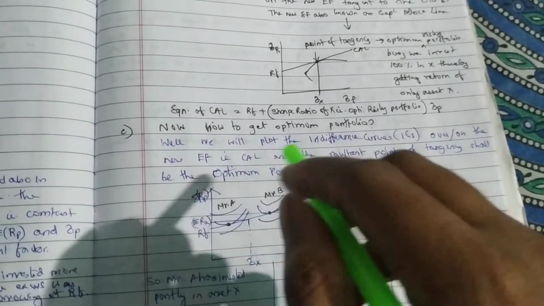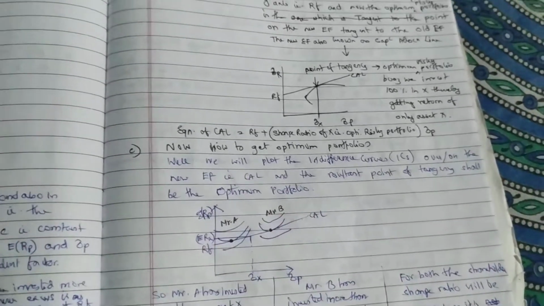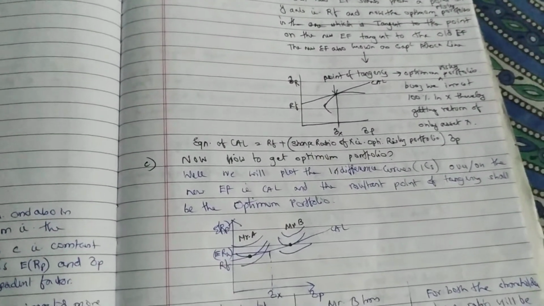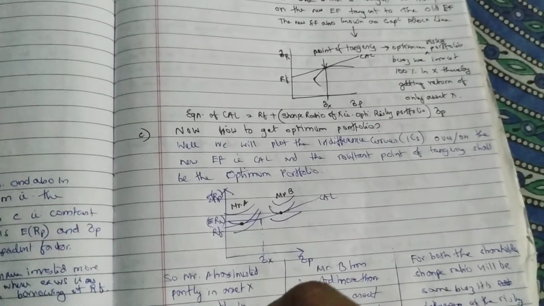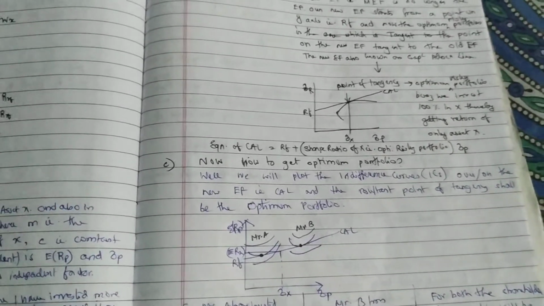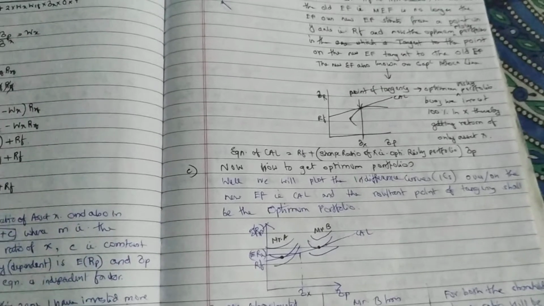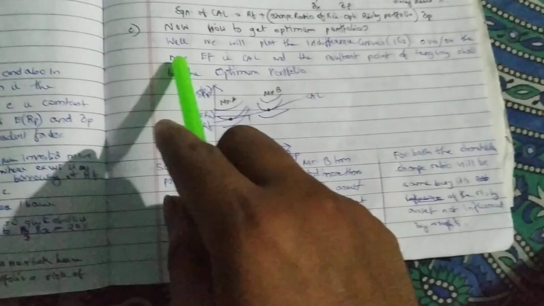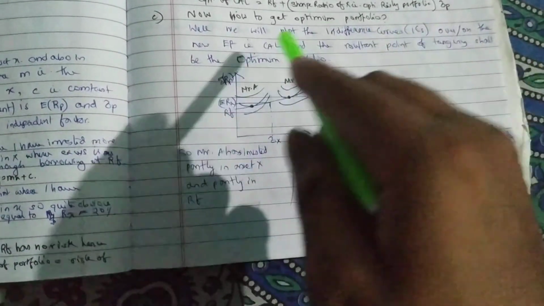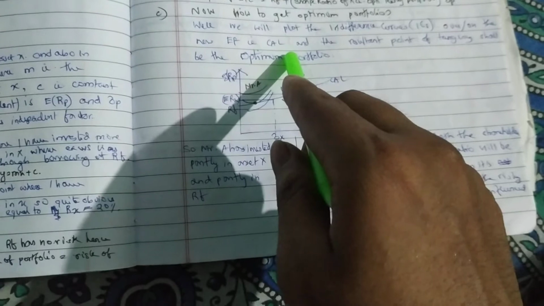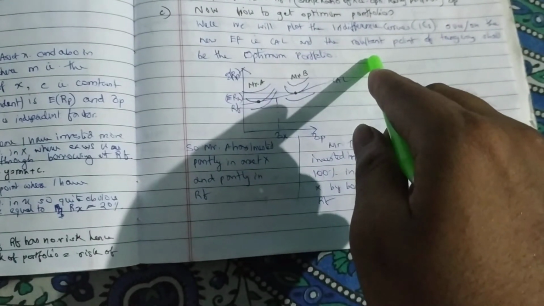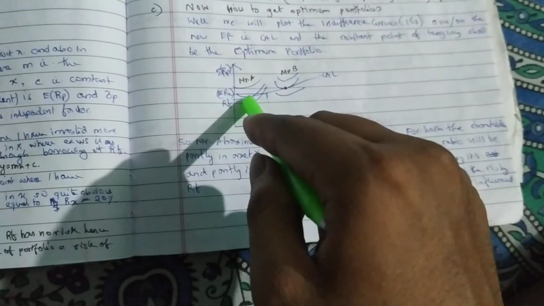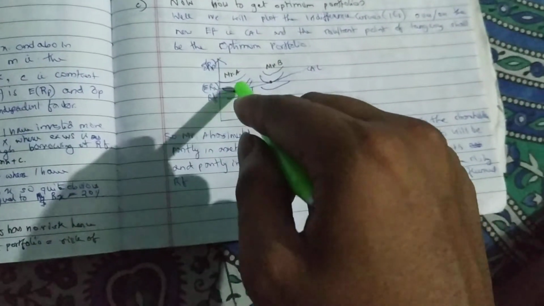Now the question arises that I, being a risk averse investor, would have different indifference curves. Will those indifference curves be of any use to determine the optimum portfolio? Yes, definitely they shall be of use. So now we will plot the indifference curves on the new efficient frontier, the capital allocation line, and the resultant point of tangency, the point where my indifference curve touches the capital allocation line, shall be my new optimum portfolio.